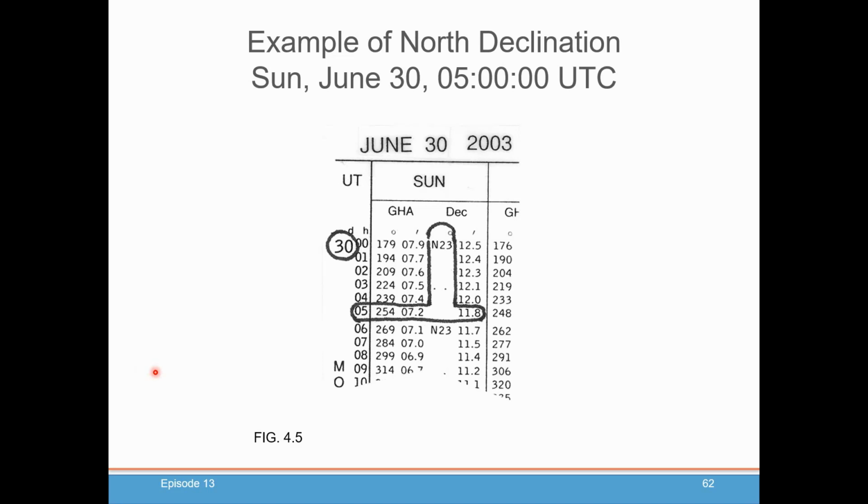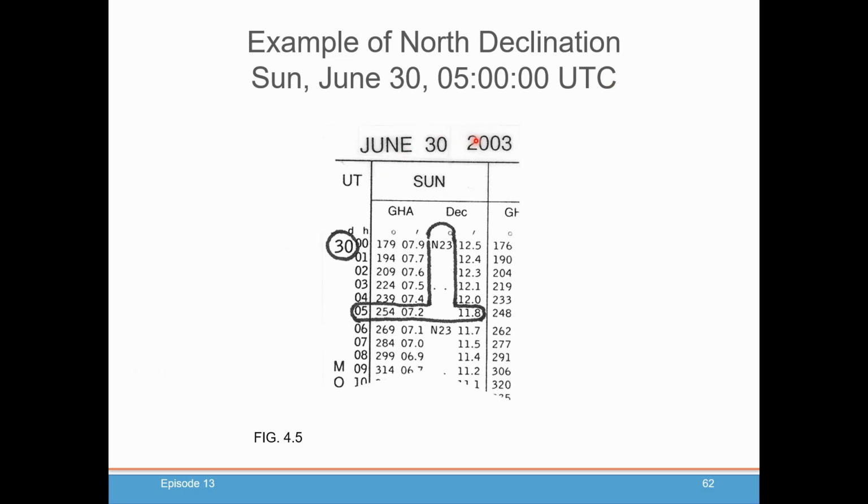Now we'll get into some examples. So here we are, June 30th. It's a little bit past the solstice on June 22nd. And we want to know where is the sun's declination at 0500 UTC.